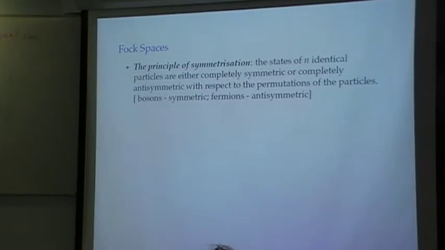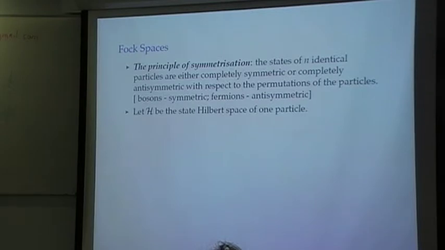Now in quantum physics, there's a principle of symmetrization, which says that the state of n identical particles is either completely symmetric or completely antisymmetric with respect to the permutation of the particles. If symmetric, then we call them bosons. If antisymmetric, then we call them fermions.